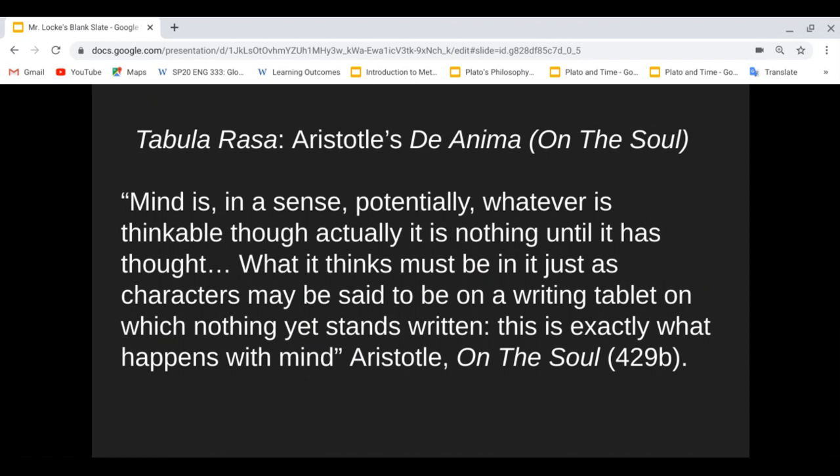All right, so tabula rasa, Aristotle's De Anima, on the soul. Here is the way Aristotle is going to think of this same thing. And so this doctrine of the blank slate, we find it in Aristotle. All right, so again, it's a very old concept. Mind is, he says, in a sense, potentially whatever is thinkable, though actually it is nothing until it has thought. What it thinks must be in it, just as characters may be said to be on a writing tablet on which nothing yet stands written.